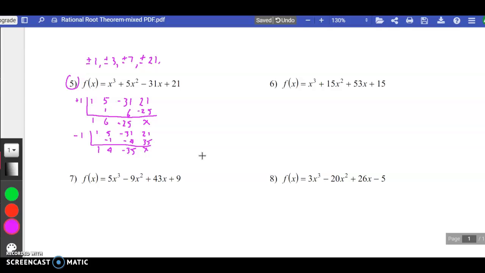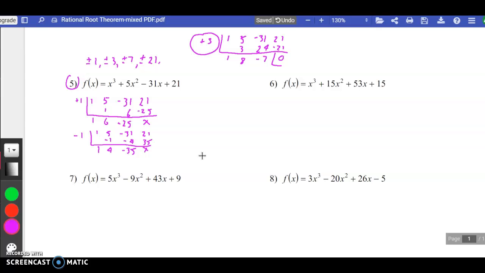I'm going to go up here and do 3. It's plus 3. I have 1, 5, negative 31, 21. Bring down the 1. 3 times 1 is 3. 5 plus 3 is 8. 3 times 8 is 24. Negative 31 plus 24 is negative 7. Positive 3 times negative 7 is negative 21. That does give me a 0, and that is one of my roots.